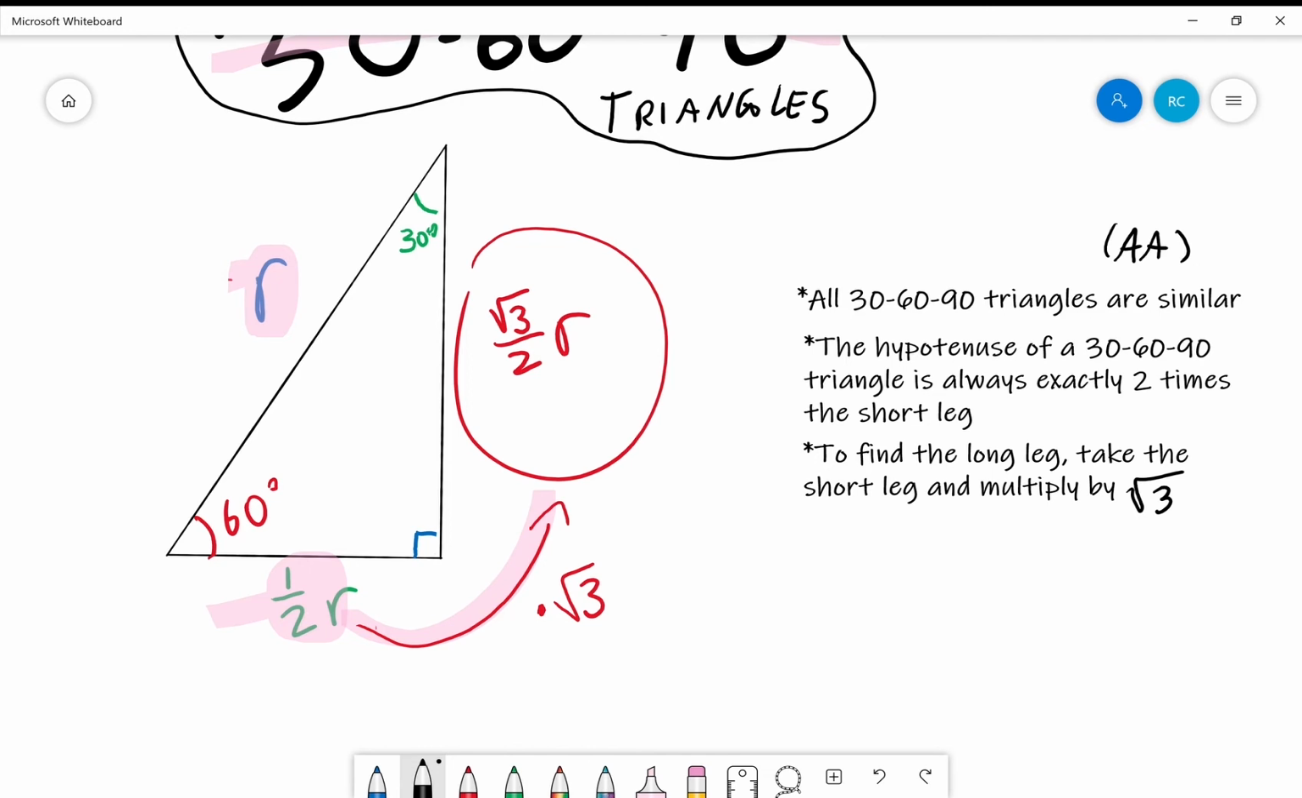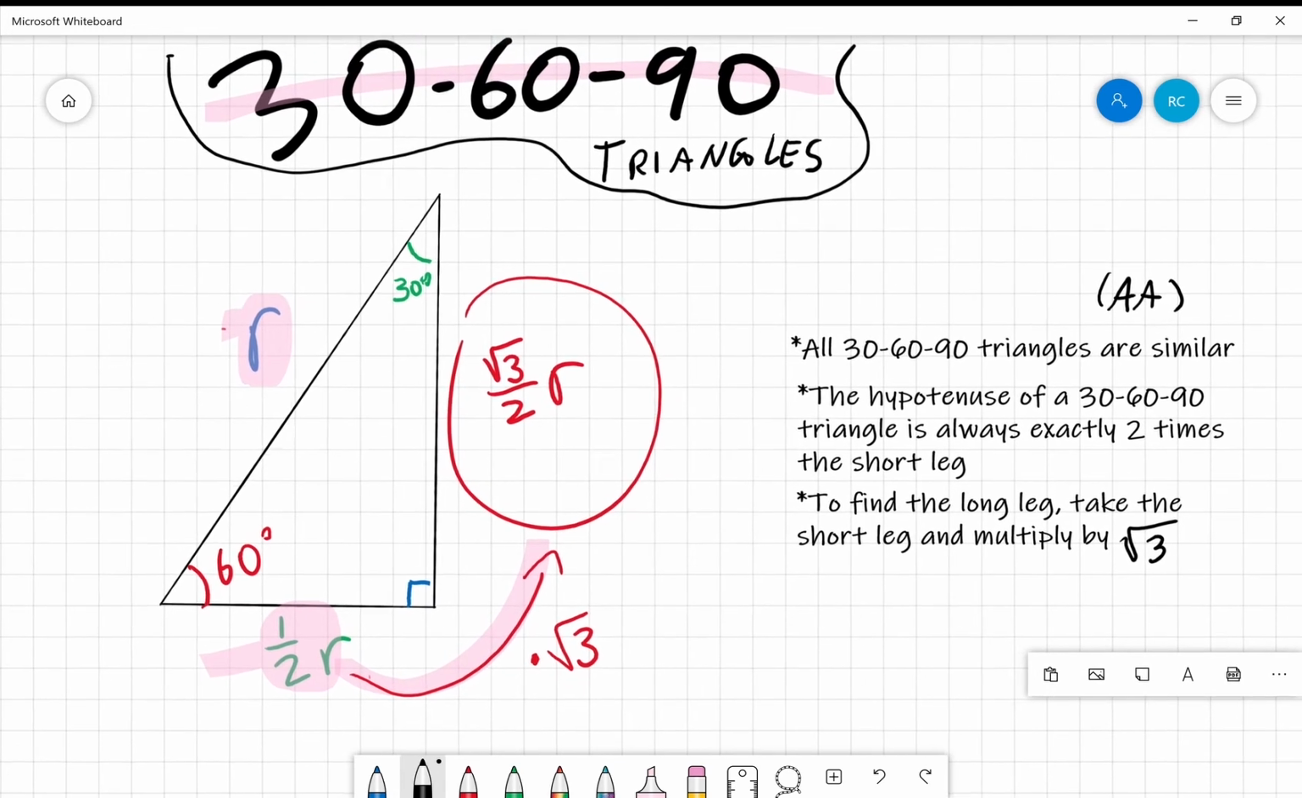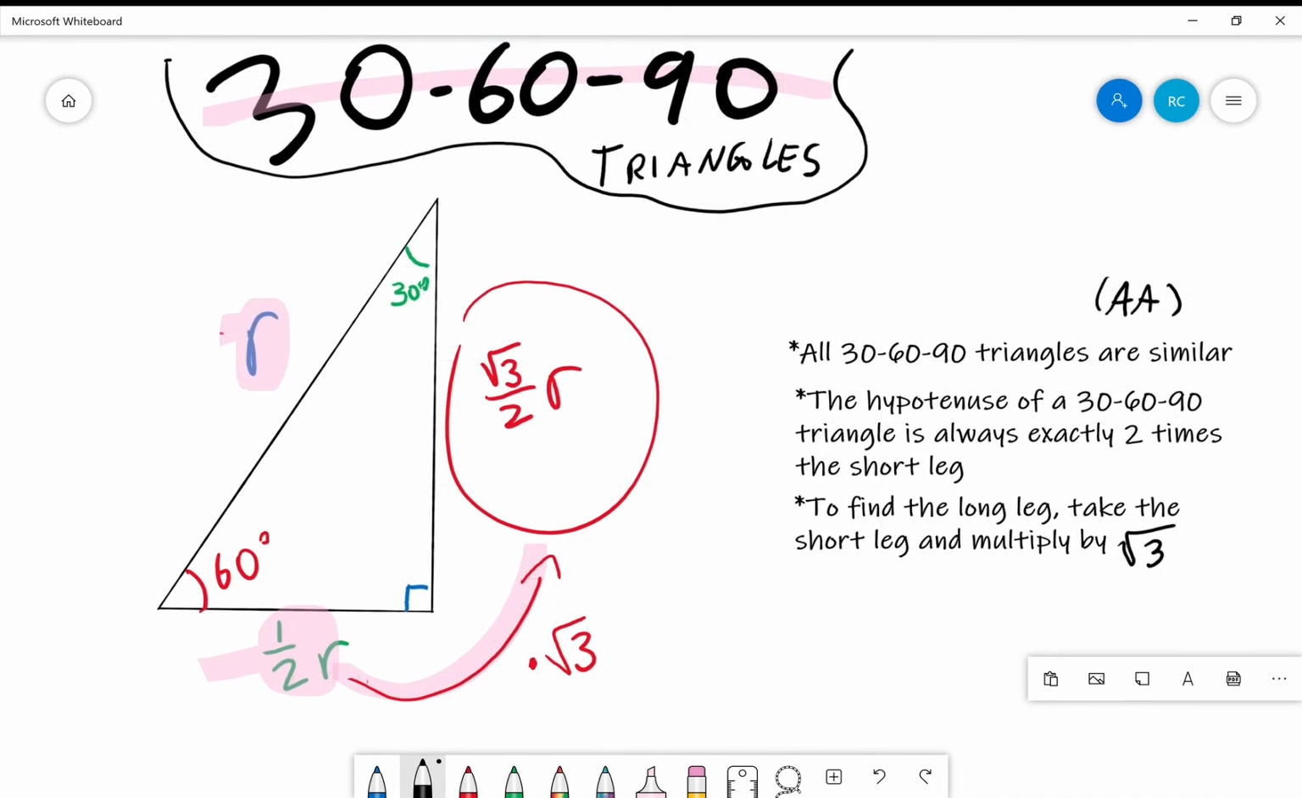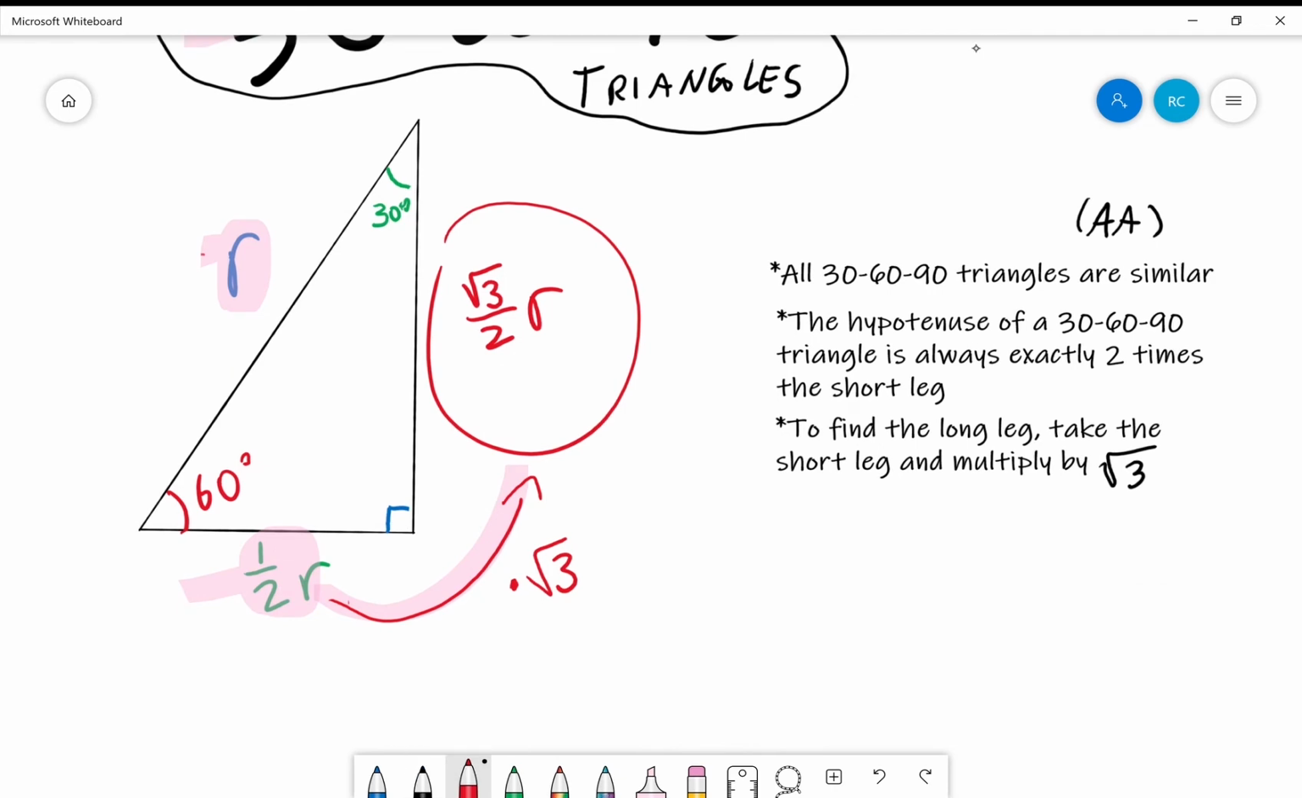Now this is slightly different from the last triangle, right? The last triangle, the hypotenuse was the square root of 2 times bigger than the leg. In this case, the long leg is the short leg times the square root of 3. So again, if we were going the other way, if we had the long leg and we wanted the short leg, we would divide by the square root of 3.